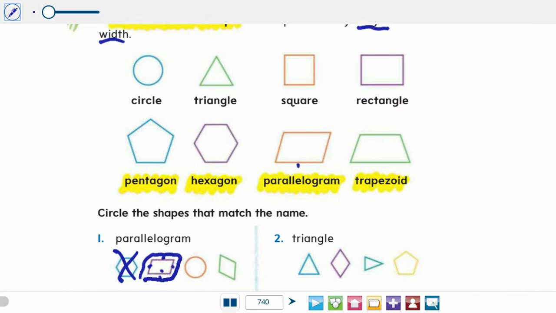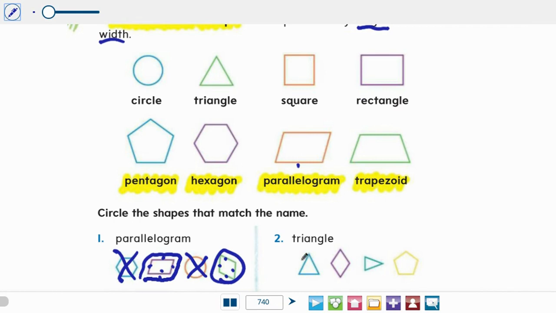Next up, we've got a circle. That is not a parallelogram, so I'm going to cross that one off. And then my last one here, it looks a little different. It looks more like a diamond, but I can see that it has 4 sides, and the different sides are parallel to each other, so I'm going to circle that. So for number 1, we circled 2 of them because they have the same, these are called properties, the same properties as a parallelogram. Well, let's take a look at number 2.